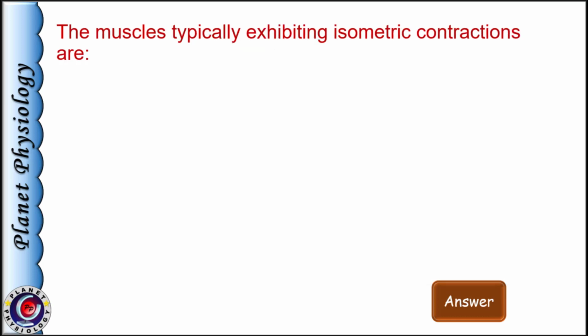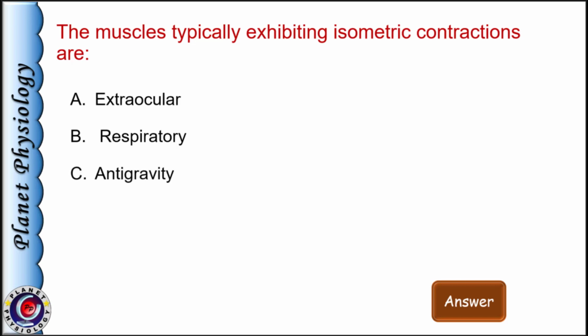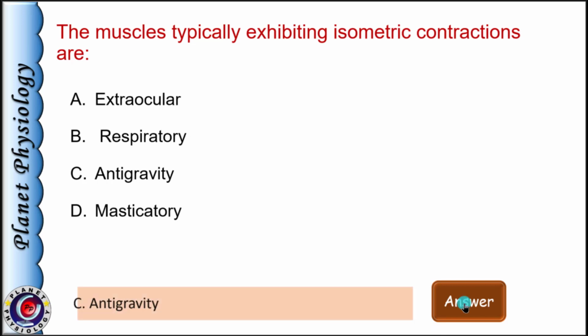Next question. The muscles typically exhibiting isometric contractions are: A. Extraocular muscles, B. Respiratory muscles, C. Anti-gravity muscles, and D. Masticatory muscles. So, the correct answer is option C, anti-gravity muscles.